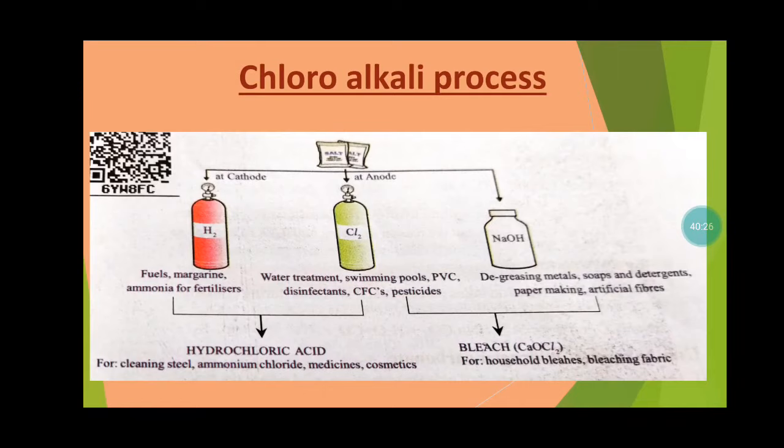Next, we can see here the NaOH formation; a small diagram is given in your textbook. A salt is dissolved in water and electricity is passed through it. What are we getting at the cathode? We are getting H2 gas at the cathode. What are we getting at the anode? We are getting chlorine gas as well as NaOH solution at the anode.